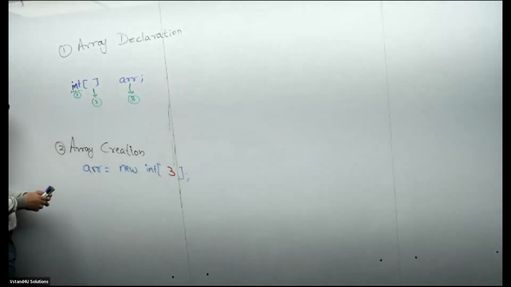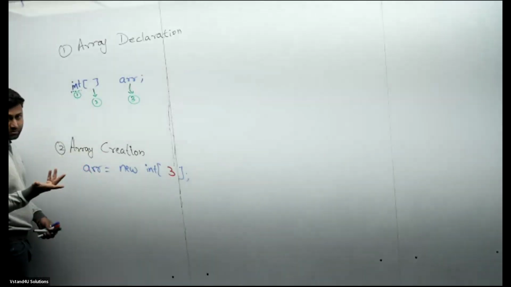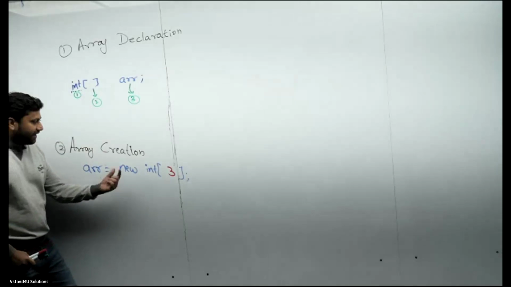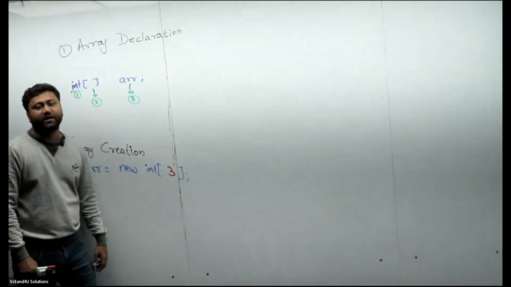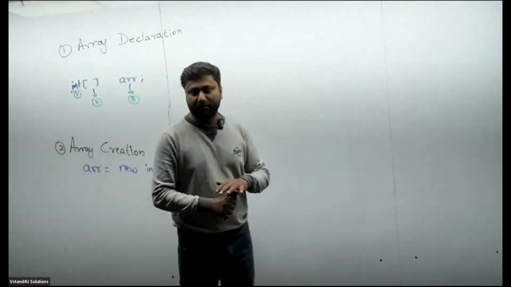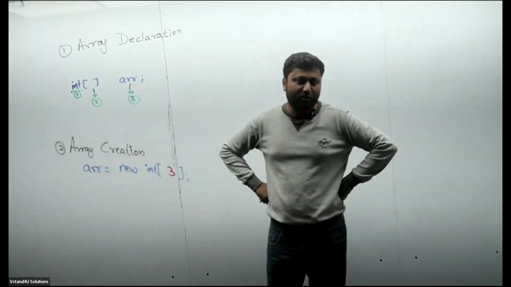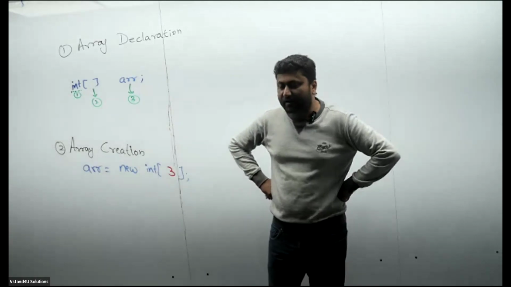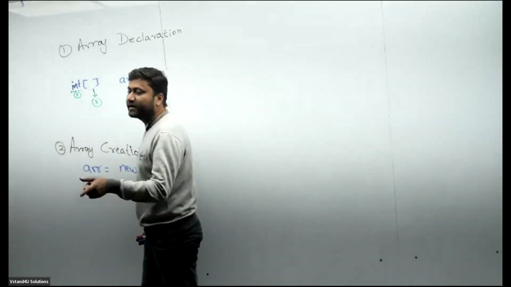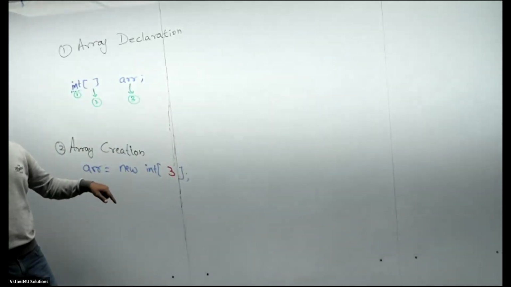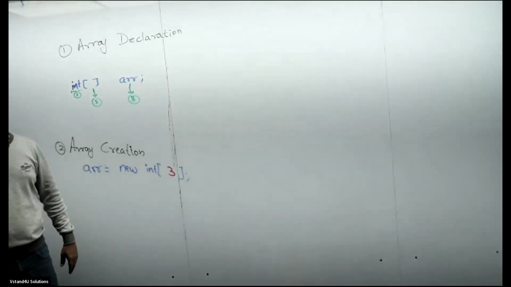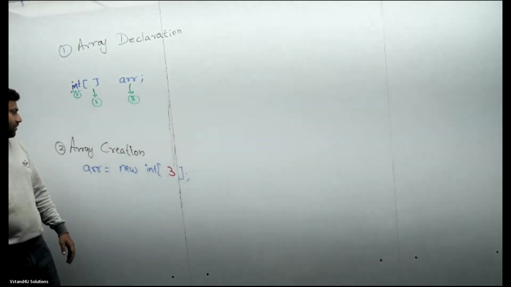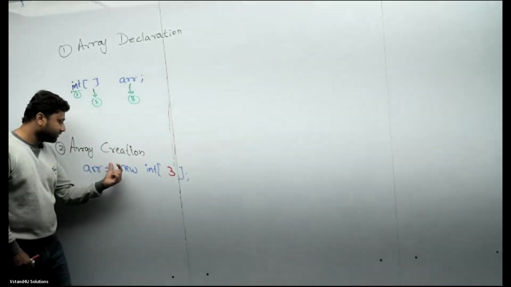In creation part, if you observe, the same identifier must be used. That is common sense. And new is a keyword. New is a keyword meant for creating a new object in heap area. That itself proves that every array is an object.